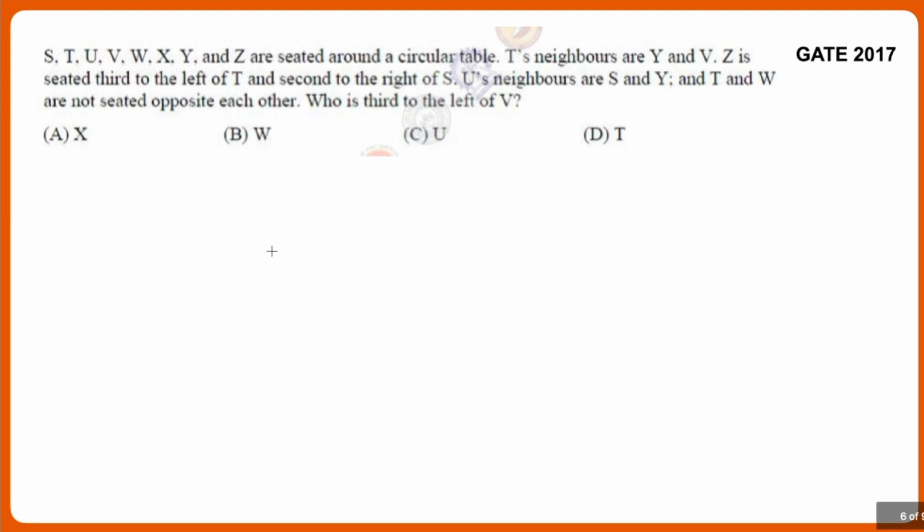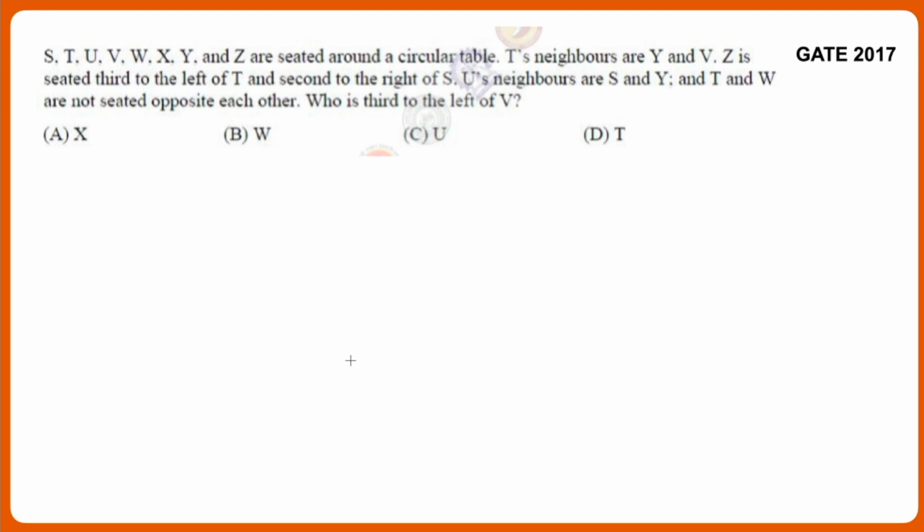Okay, the next question is again a very interesting one. It says that S, T, U, V, W, X, Y and Z are seated around a circular table. T's neighbors are Y and V. Z is seated third to the left of T and second to the right of S. U's neighbors are S and Y, and T and W are not seated opposite to each other. Who is third to the left of V? So let's try to do it.